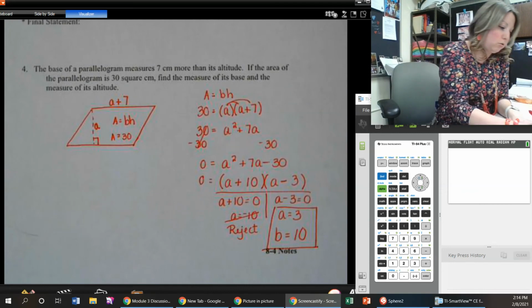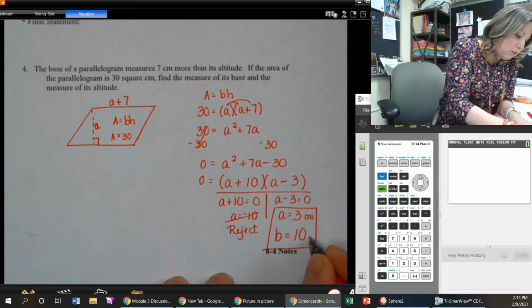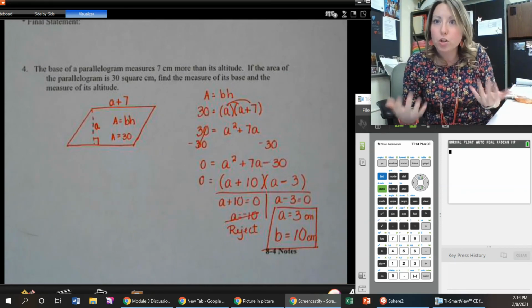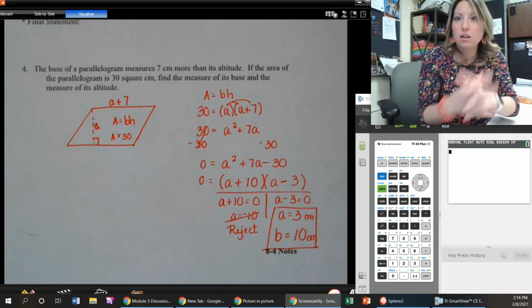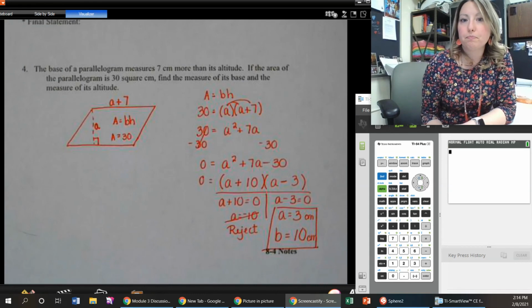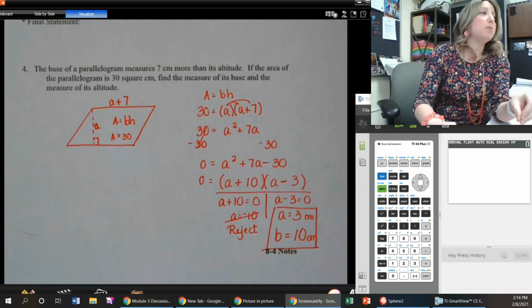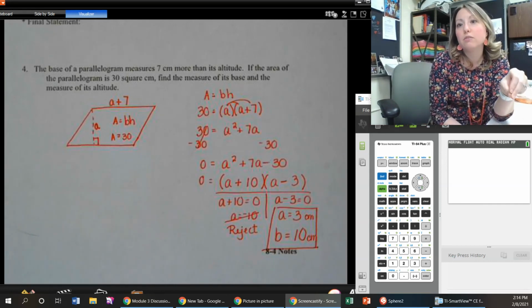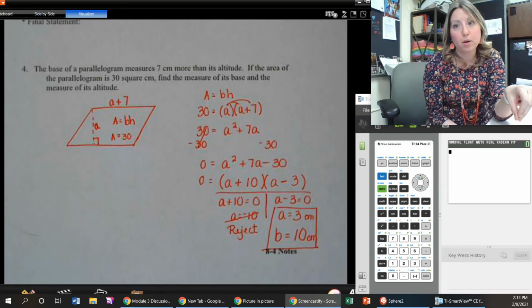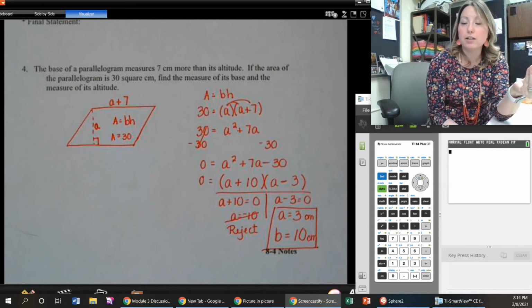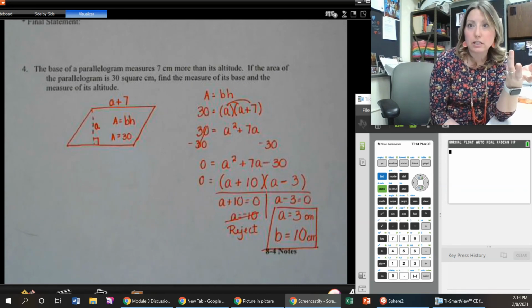The measure of the altitude is 3 centimeters. And since I know units, why don't I label units? There you go. 3 times 10, 30 centimeters squared. When you are doing an area problem, you will reject the negative because you cannot have a negative length of a side in a shape. So implicitly, we know that these values have to be positive because they exist as sides of a shape. Okay?